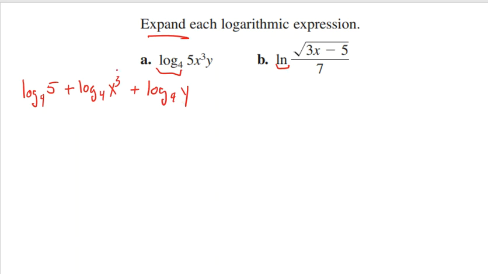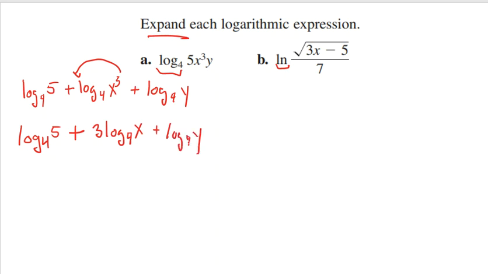So I'm going to use one more, the power rule. I'm going to bring down this 3 in front. So final answer, log base 4 of 5 plus 3 log base 4 of x plus log base 4 of y. Now, if you ask me, that's more complicated, but as we'll learn in the future, sometimes making it more complicated is actually helpful. All right, let's try this next one.